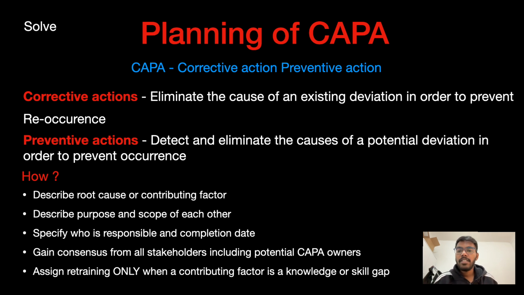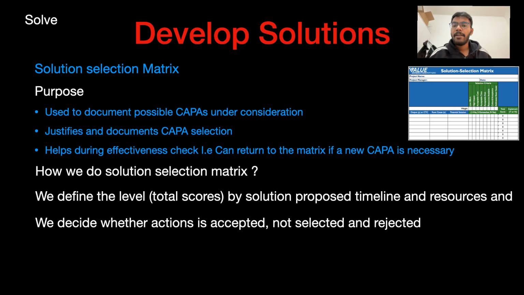One key tip is to assign retraining only when the issue truly comes from a knowledge or skill gap. Not everything needs retraining. The basic point is that you invest so much time when you do retraining. As we found in the fishbone diagram, if it is because of a knowledge or skill gap, you need retraining. But if it is a validation problem, a raw material issue or a supplier issue, you don't need retraining.